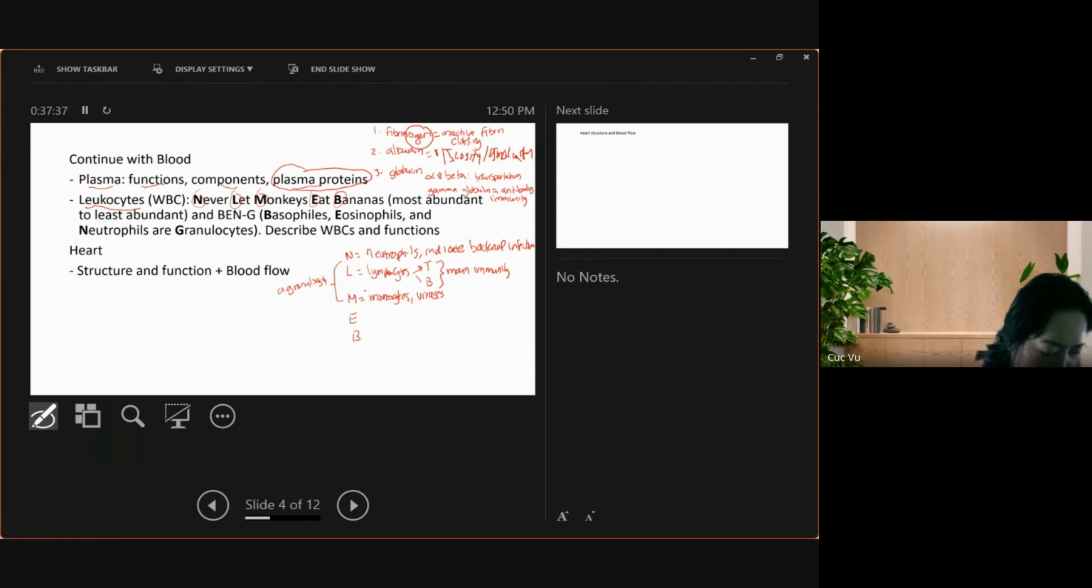meaning these cells don't have granules in them. A means without, granulocyte meaning granules. So make sure you describe the white blood cells and their function.